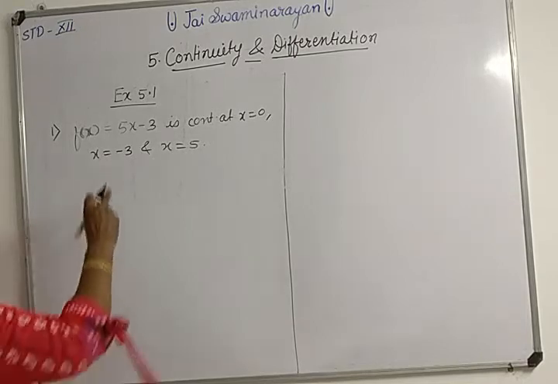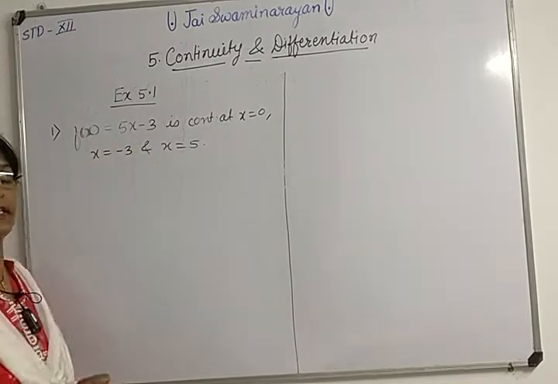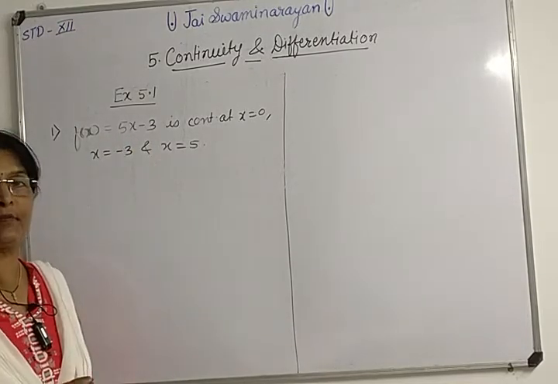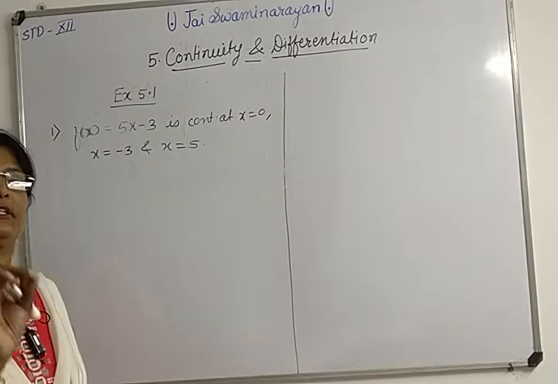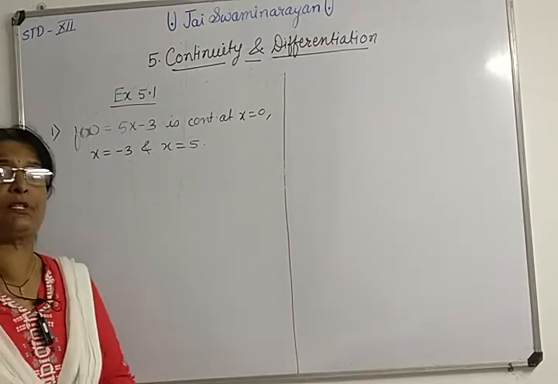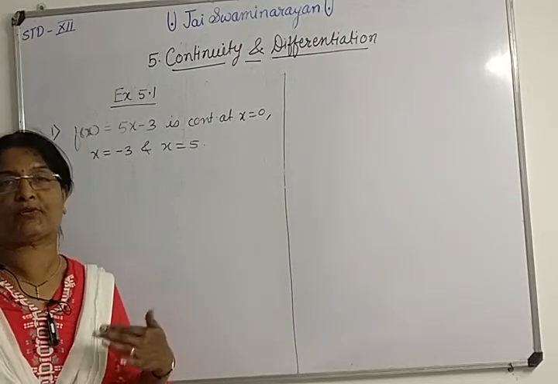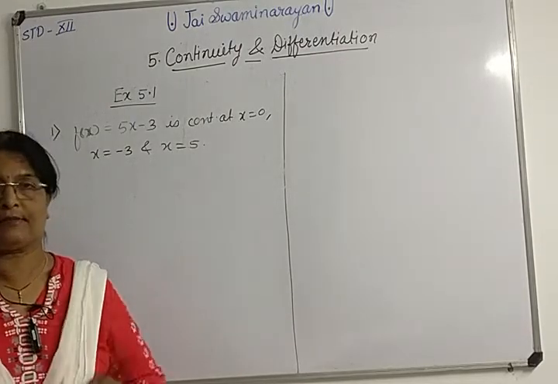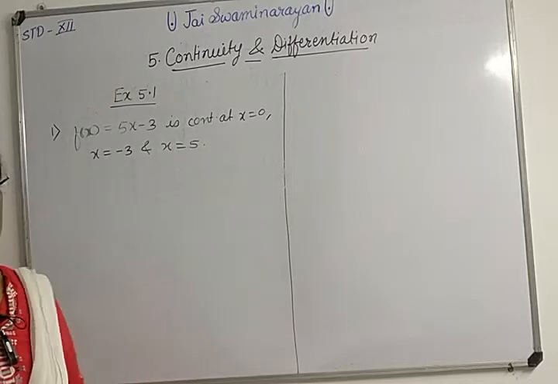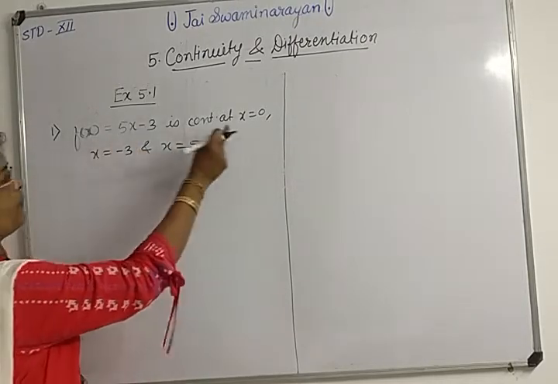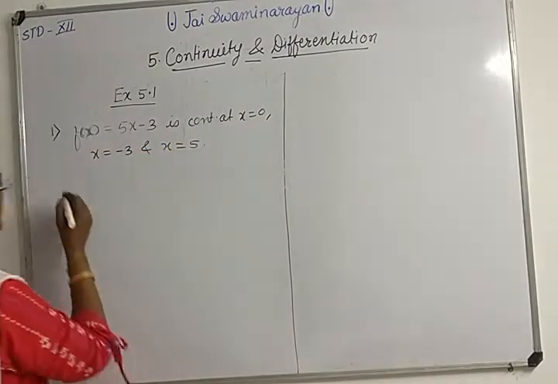Actually, this function 5x minus 3 is a polynomial function, and every polynomial function is a continuous function. So this is the direct answer. But here we have to prove it, that's why we can't write the direct answer. Now how to prove it? First we will check its continuity at point x equal to 0.